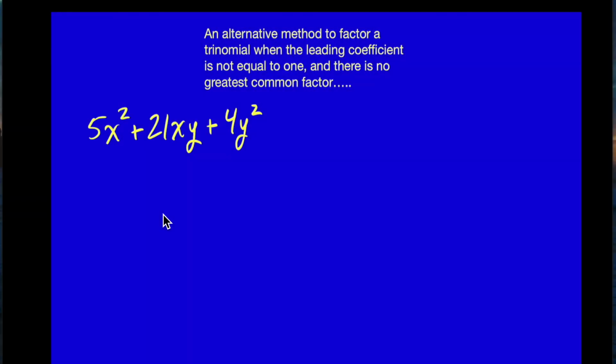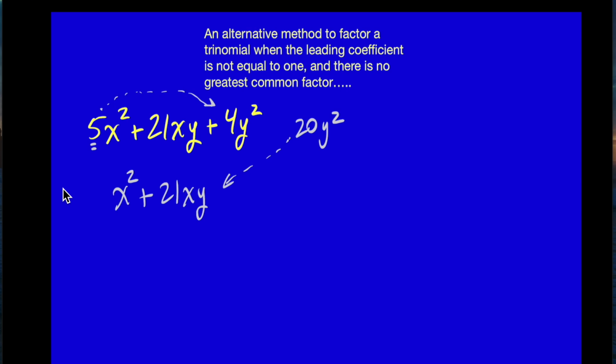As we'll see in this next problem, this method works even when you insert a second variable. So here again, we have a leading coefficient that is not equal to 1, and there is no GCF to pull out. We're going to take this 5, and we're going to multiply the final term by the 5, and that's going to give us 20y squared. We are now going to rewrite the expression without that leading coefficient, and that's going to yield x squared plus xy, and we're going to bring this in as our last term.